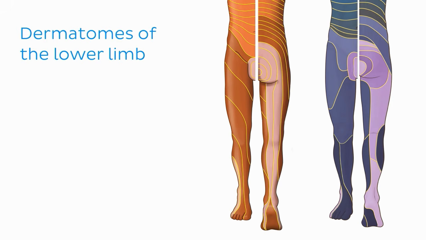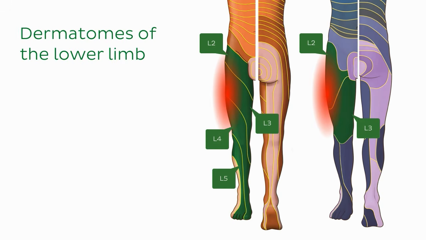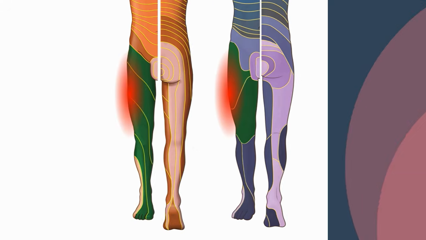For instance, if you had a patient who presented with altered sensation on the anterolateral thigh, it's possible to localize the injury to the L2, L3, L4, or even L5, depending on the map you use.